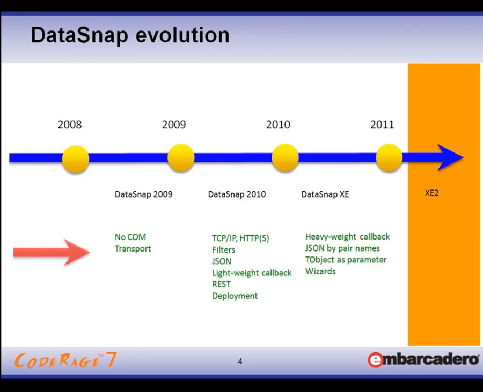Here you can see a very rough evolution map for DataSnap. We said farewell to COM in Delphi 2009, and it was really great. Does anyone remember what a nightmare it was to work with DCOMCNFG? Modern DataSnap is now called a platform because it has the full set of capabilities.